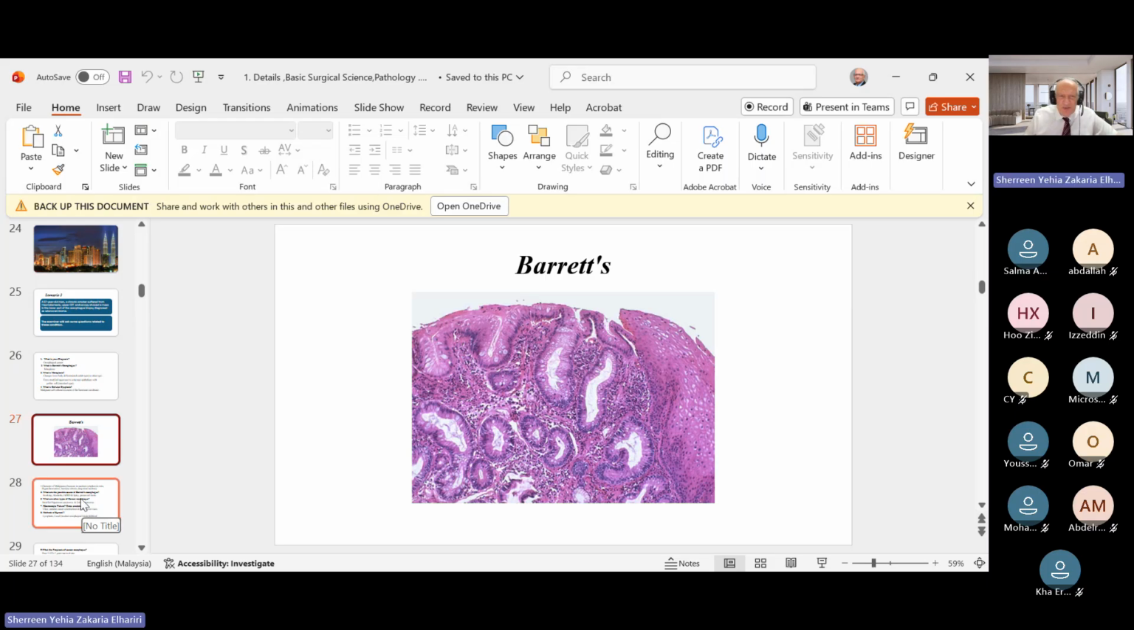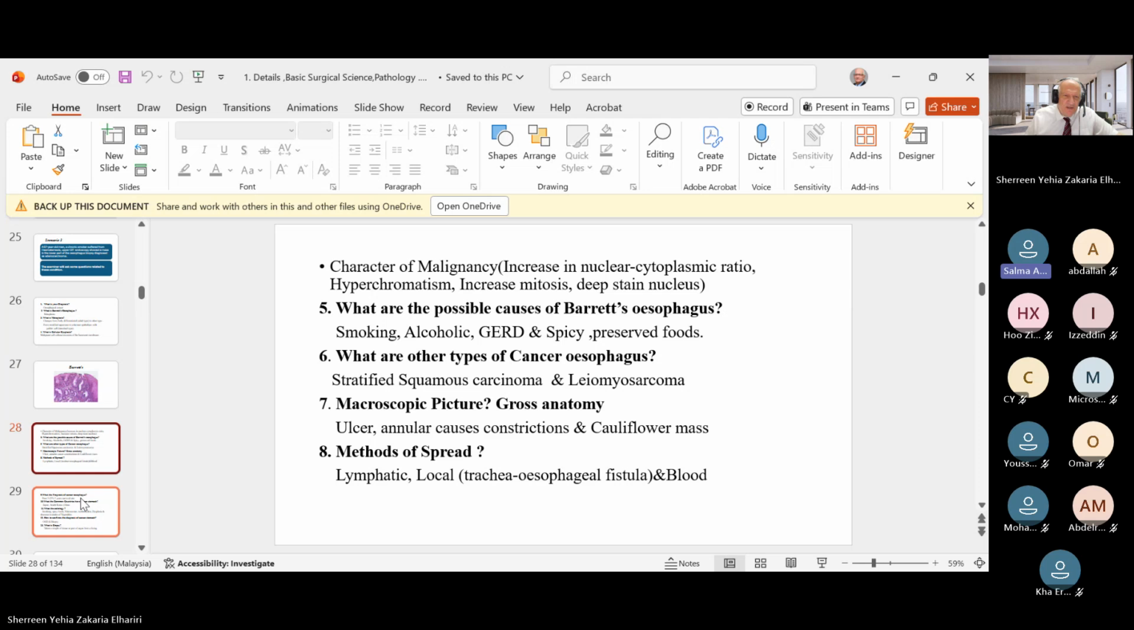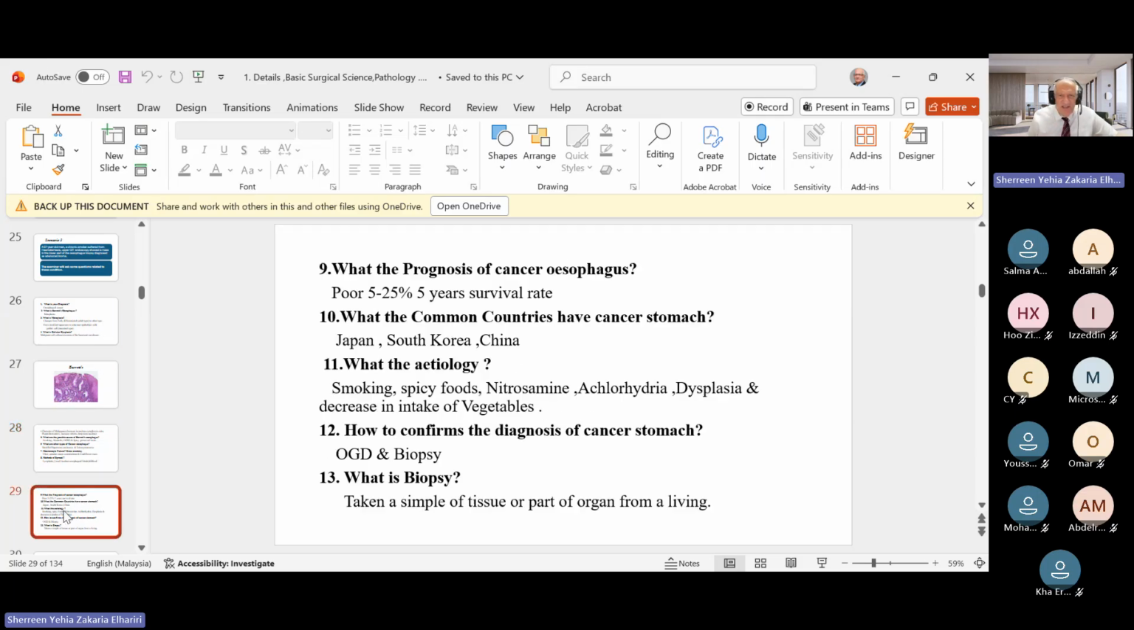What do you mean by that? To which organ? To the surrounding organs. What is the common surrounding organ related to the esophagus? The trachea. So it can be local to the trachea, can be lymphatic, can be blood. Okay, we're still in the esophagus.